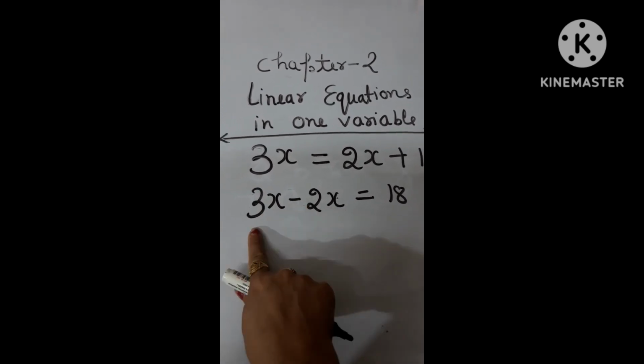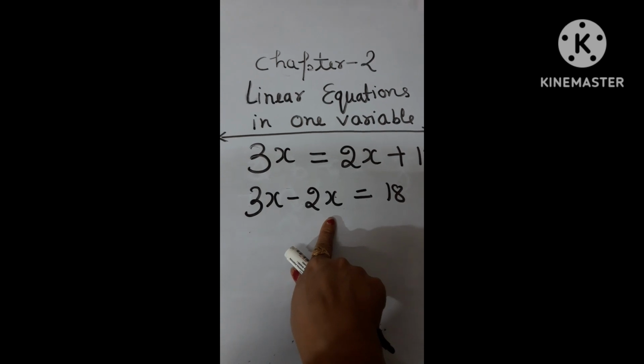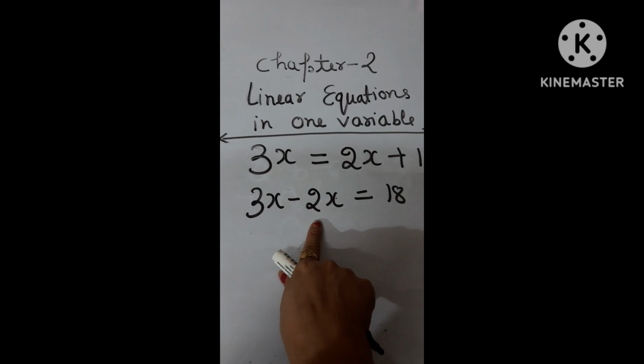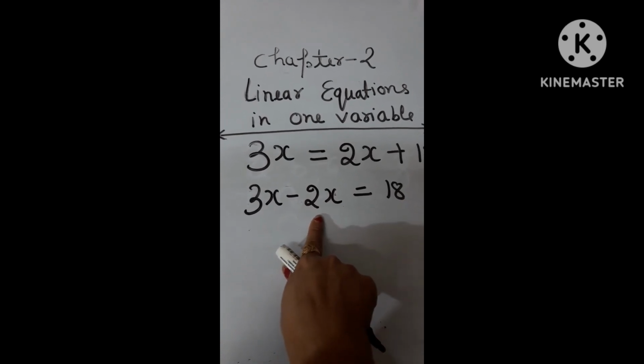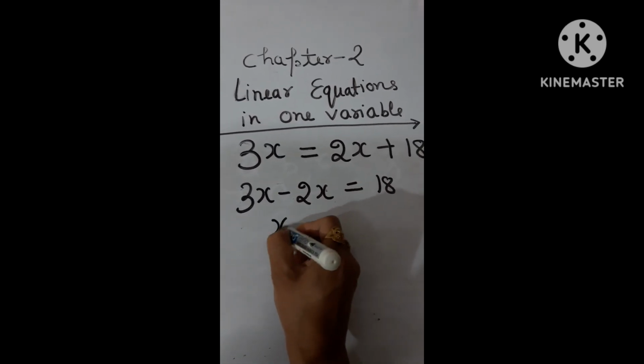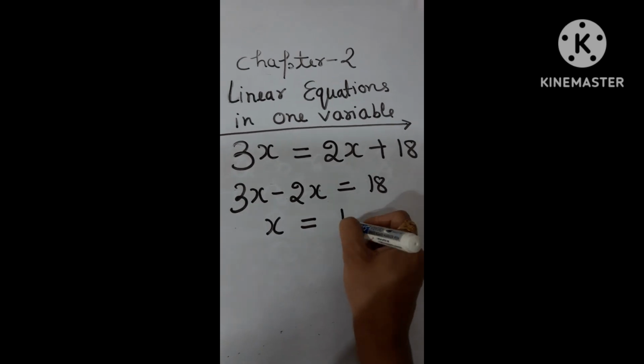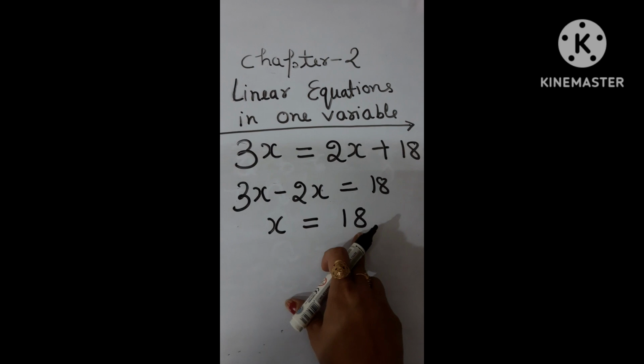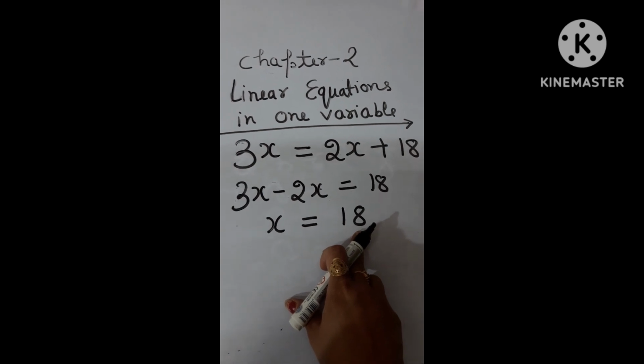Okay, so both of the variable values are like terms. So we will be subtracting them. 3 minus 2, 3 minus 2 will be 1. So I will write here x is equal to 18. So what is the solution of the equation here? x is equal to 18.